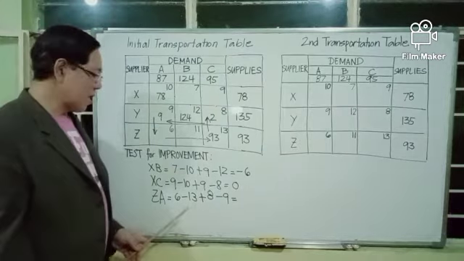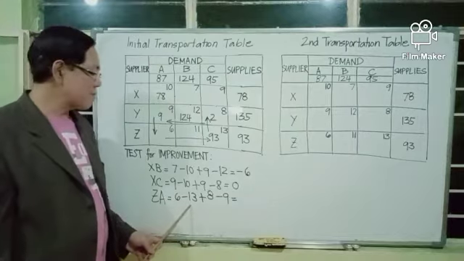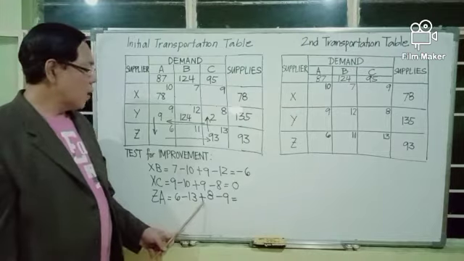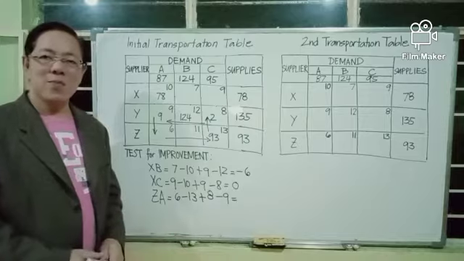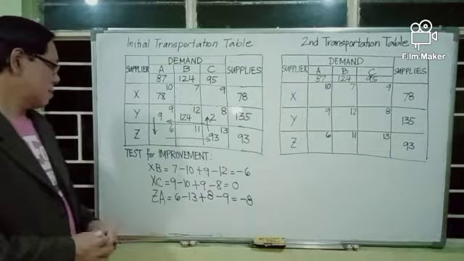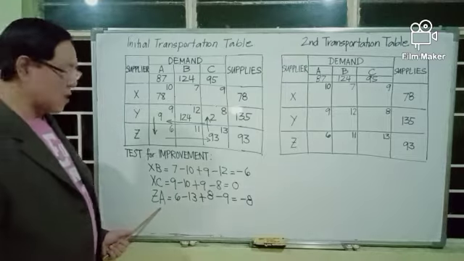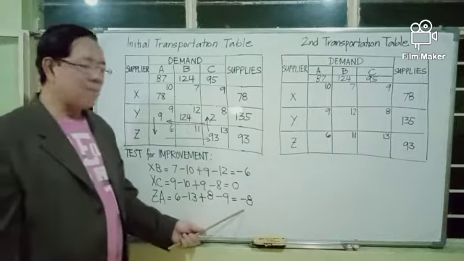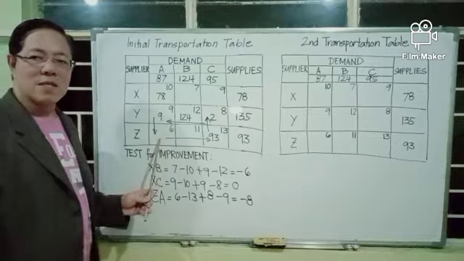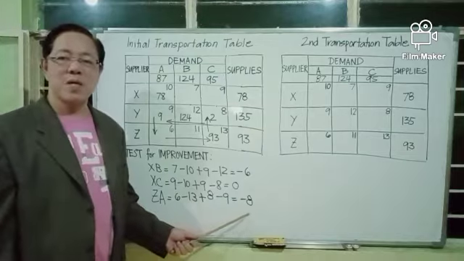Now we compute the net cell cost for ZA. 6 minus 13 is negative 7. Negative 7 plus 8 is 1. 1 minus 9 is negative 8. The net cell cost for the vacant cell ZA of minus 8 means that if you transfer some units in this vacant cell ZA, the total transportation cost will decrease by 8 pesos per unit.